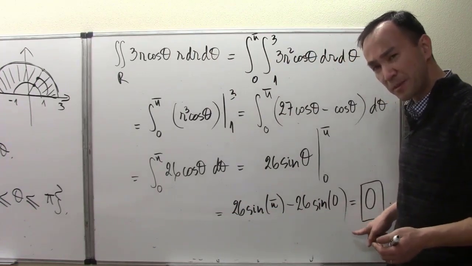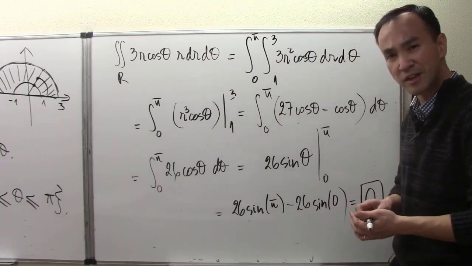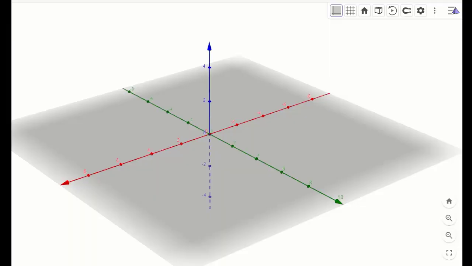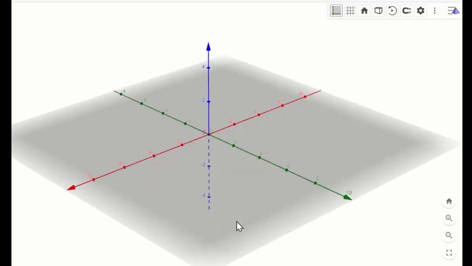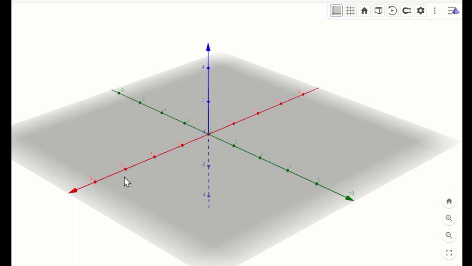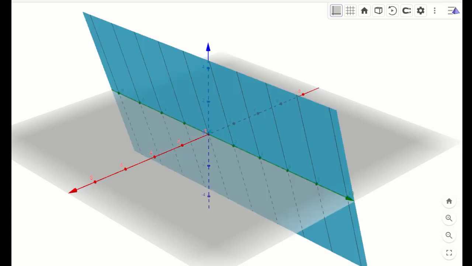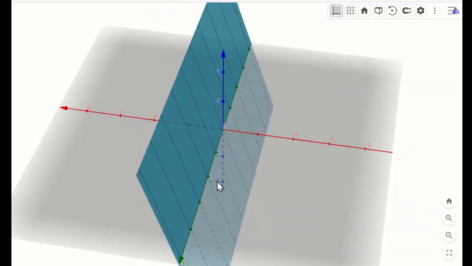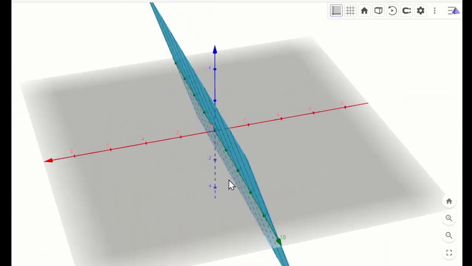So let's have a picture of this to understand why it's a 0 right here. All right, so in my graphing space right here, the red axis is the x, green is the y-axis, and blue is the z-axis. So the function f of x comma y equals 3x is this function right here. It's a plane going right through the y-axis here.